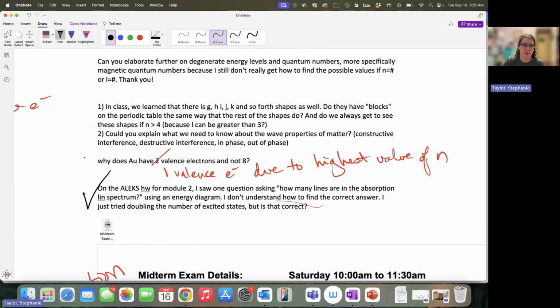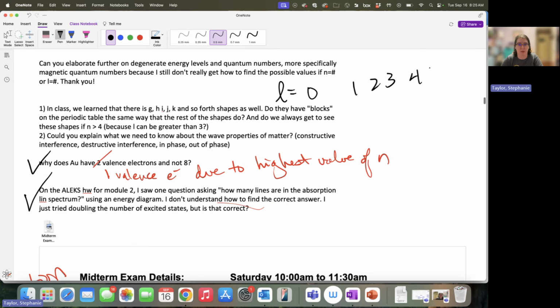Okay, so I talked about this one. I talked about this one. In class, we learned that L keeps going, essentially. So when you have L and you go 0, 1, 2, 3, you can keep going 4, 5, 6. So that's S, P, D, F, G, H, I. Keeps going. Do they have blocks on the periodic table the same way the rest of the shapes do? No. And do we always get to see those shapes if n equals 4?